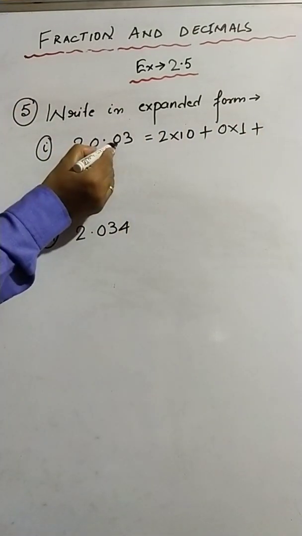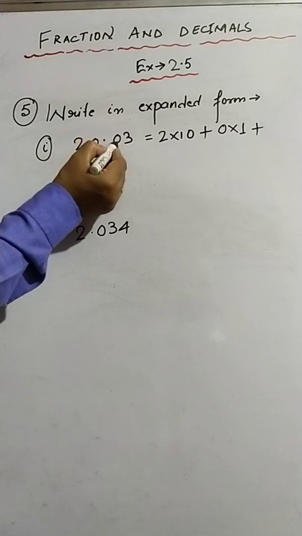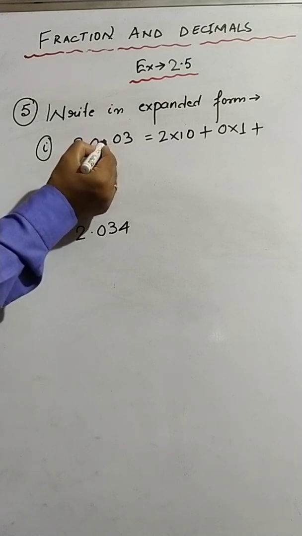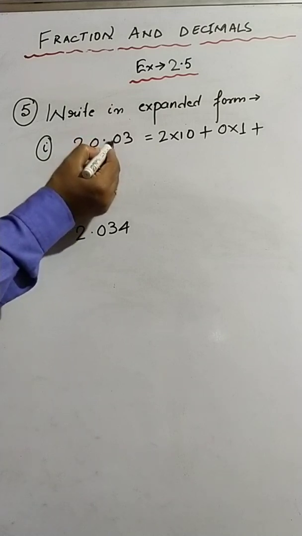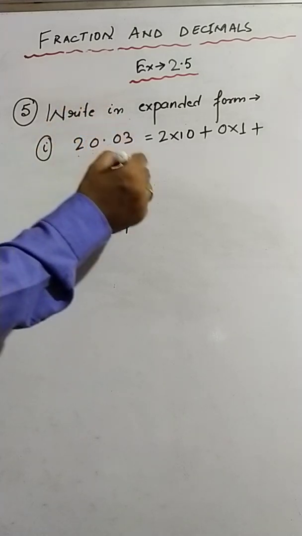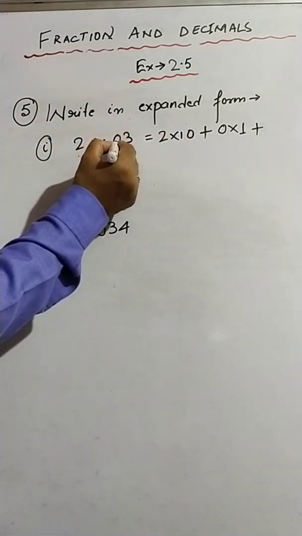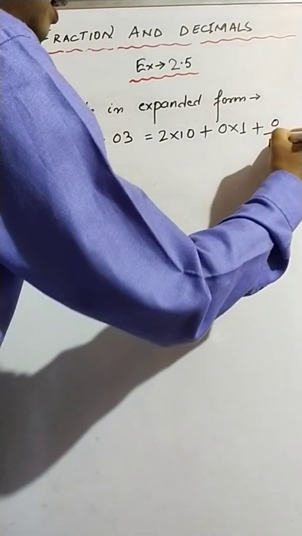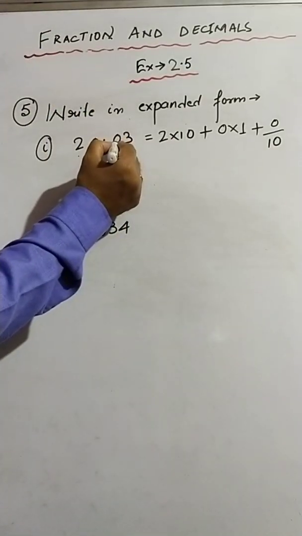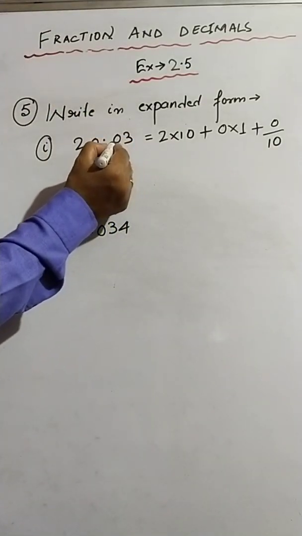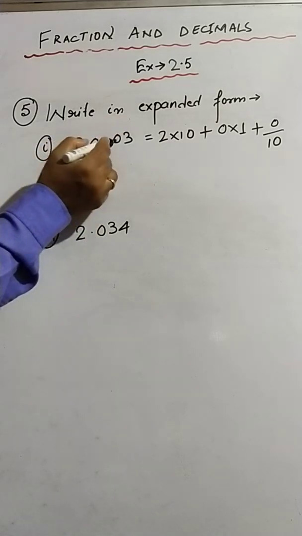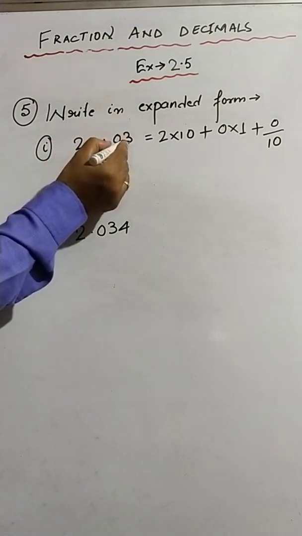Now what is the first position just on the right hand side of the decimal? The first position on the right hand side of the decimal is tenth, that is TENTH. So the first digit would be divided by 10 because its place value is tenth. So we are dividing this digit by 100. The second place value is what? Hundredth.